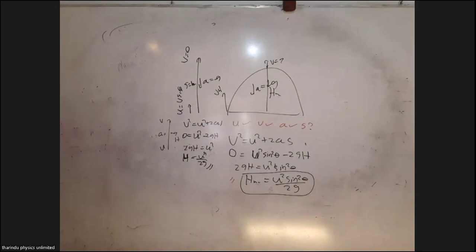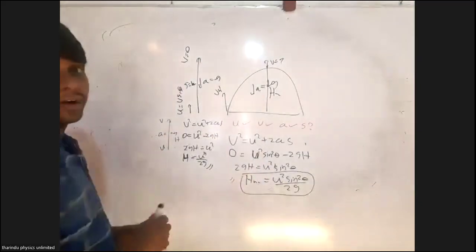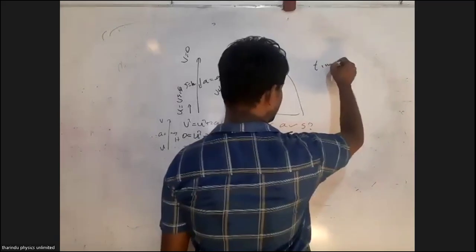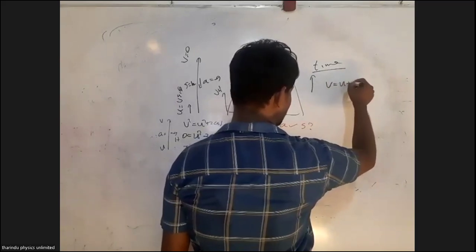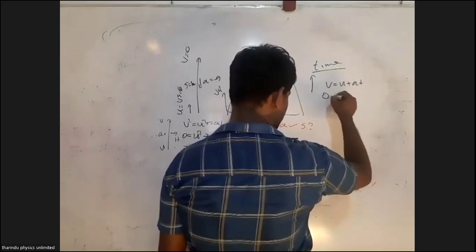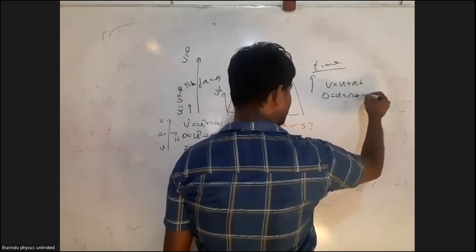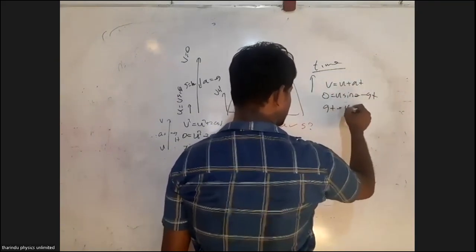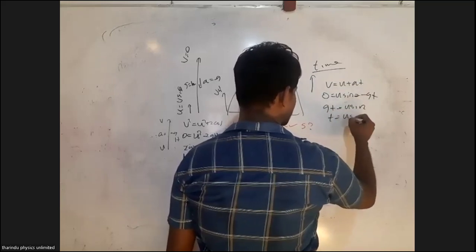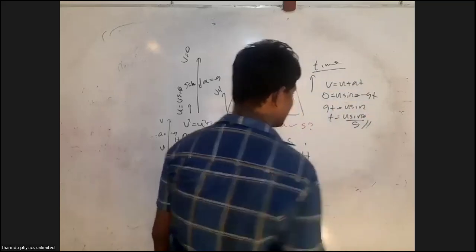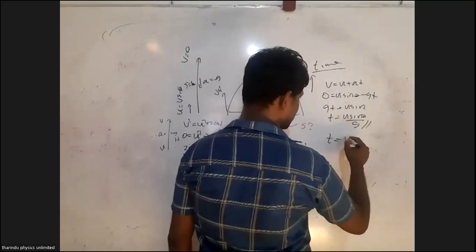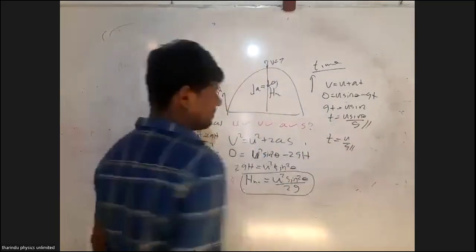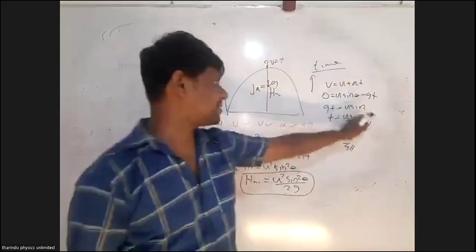Now we have to find the time taken for it to reach the maximum height. Very simple, considering the vertical motion. V equals u plus at. So 0 equals u sine theta minus gt. gt equals u sine theta. T equals u sine theta over g. Can you remember in the vertical motion only, we got t equals u over g only? Now we only included sine theta, the same thing.